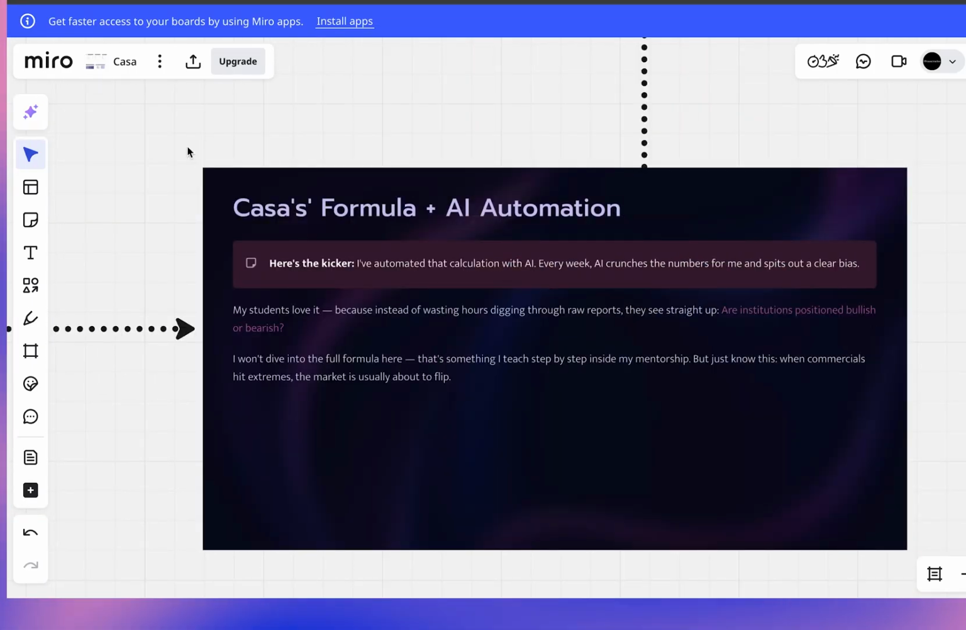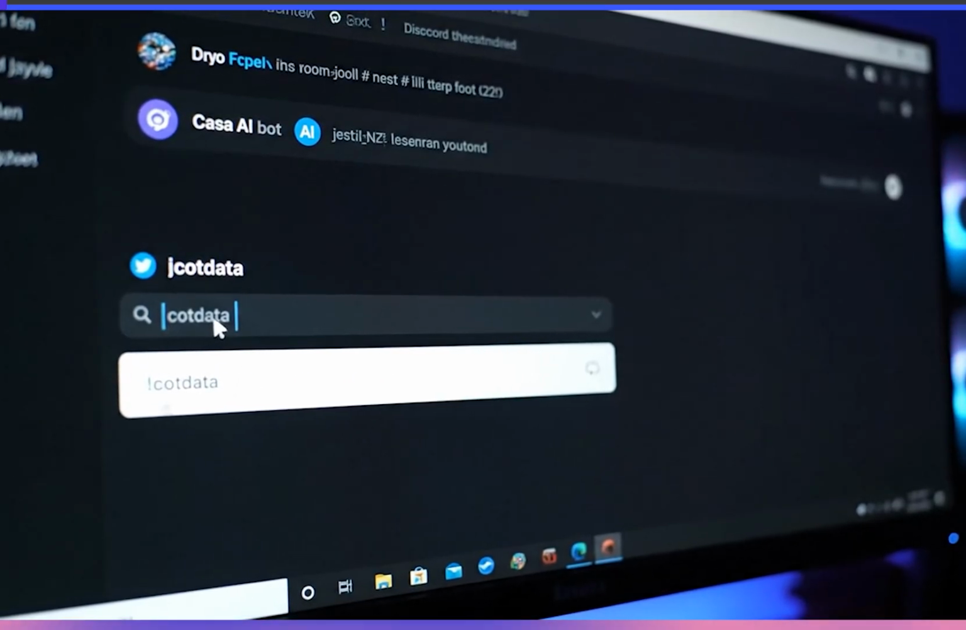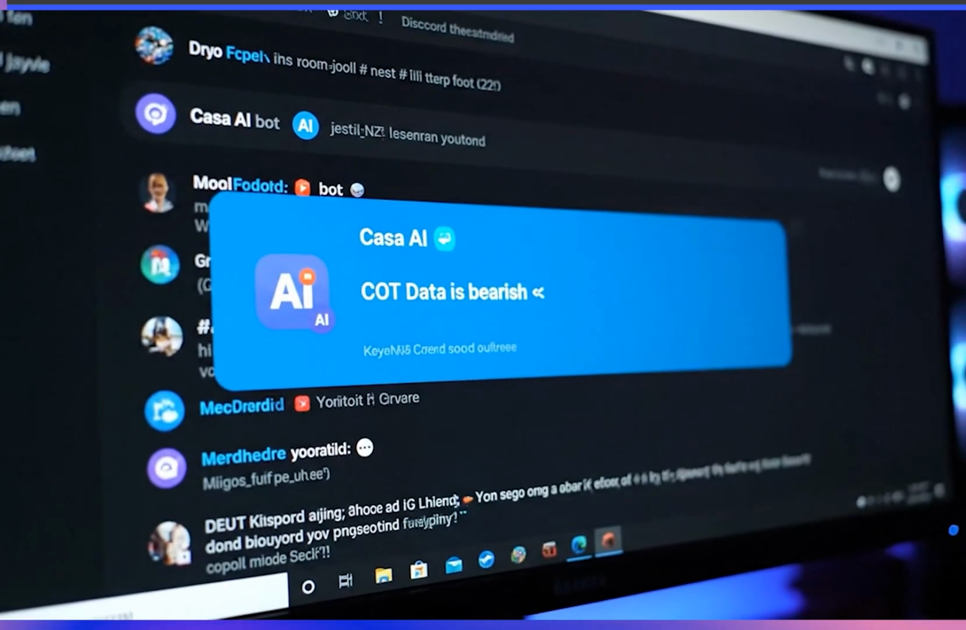Casa's formula plus AI automation. Here's the kicker. I've automated that calculation with AI. Every single week, AI crunches the numbers for me and spits it out into a clear bias, right? And this is all given to the students in the Discord. So it's very simple. You just go to the Discord. You'll see a bot called Casa AI. You do /COT report, and then you'll get the most concurrent bias utilizing my formula.